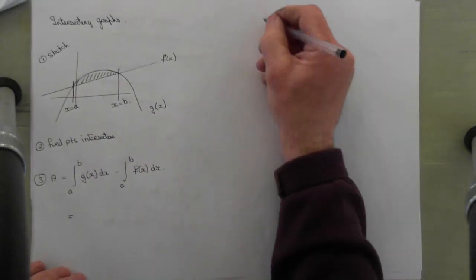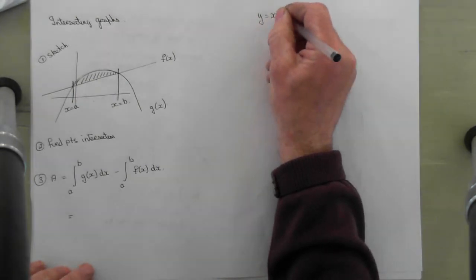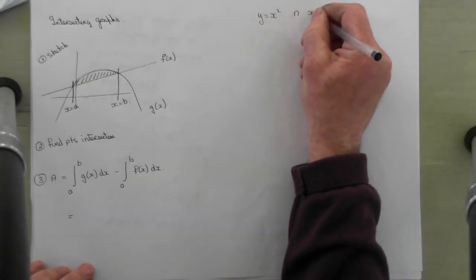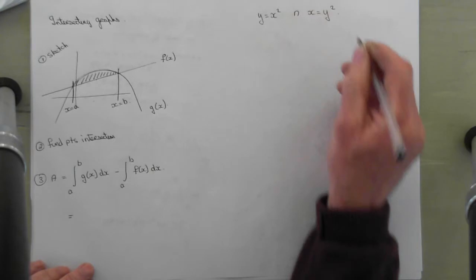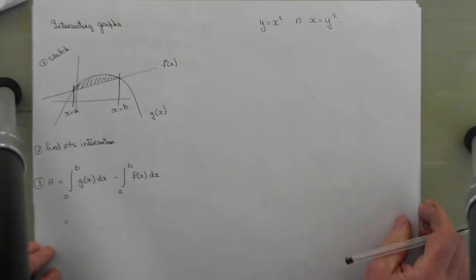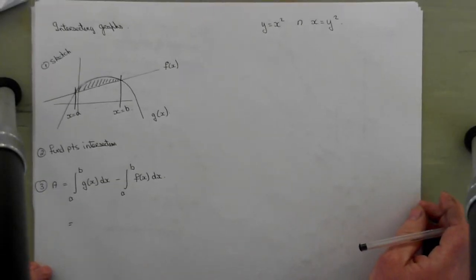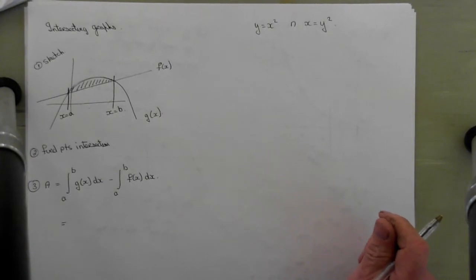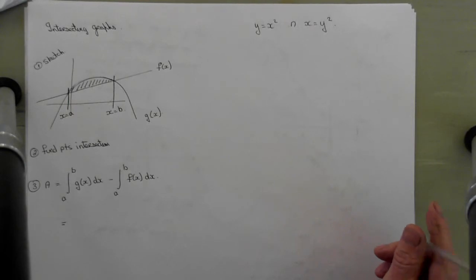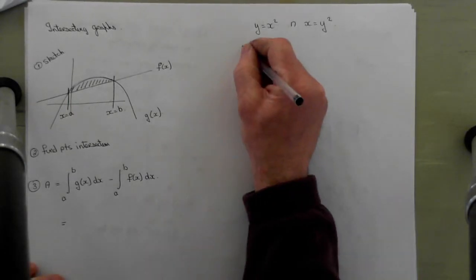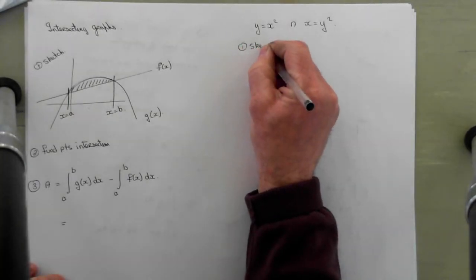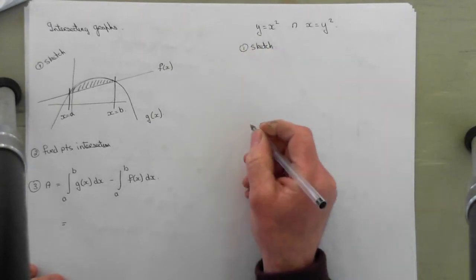Very good. Y is equal to x squared intersecting x equal to y squared. So you have to work out the area bounded between those two curves. You sketch them. Sometimes it's not that easy to sketch because you haven't sketched heaps of those in your time.